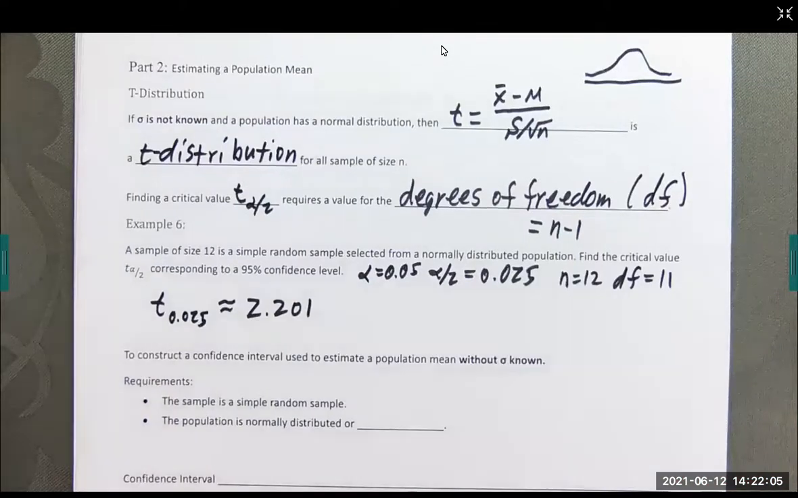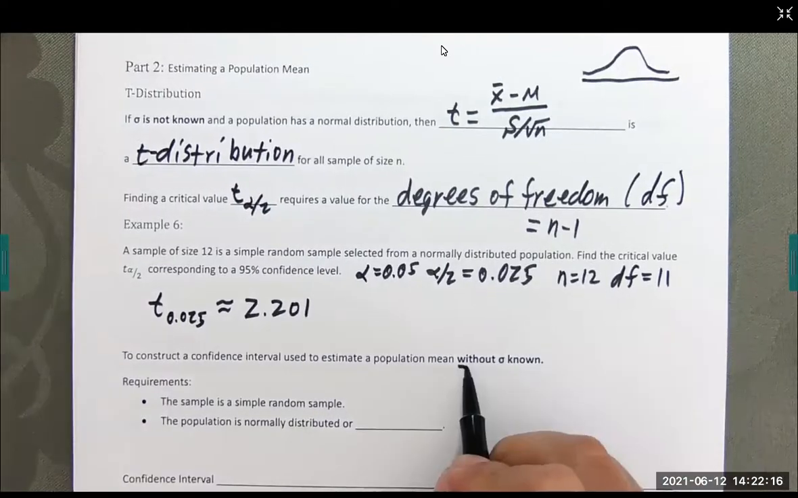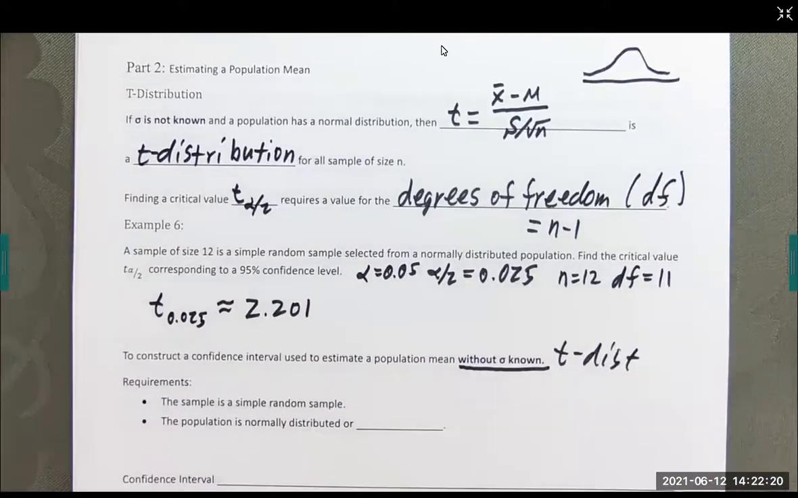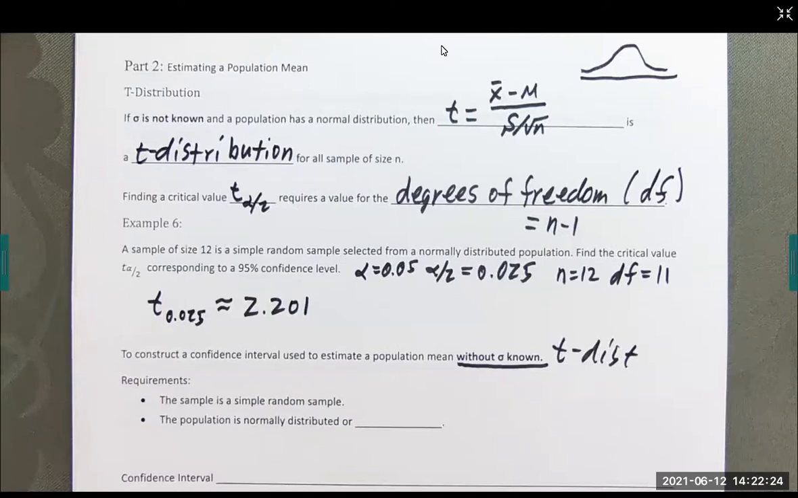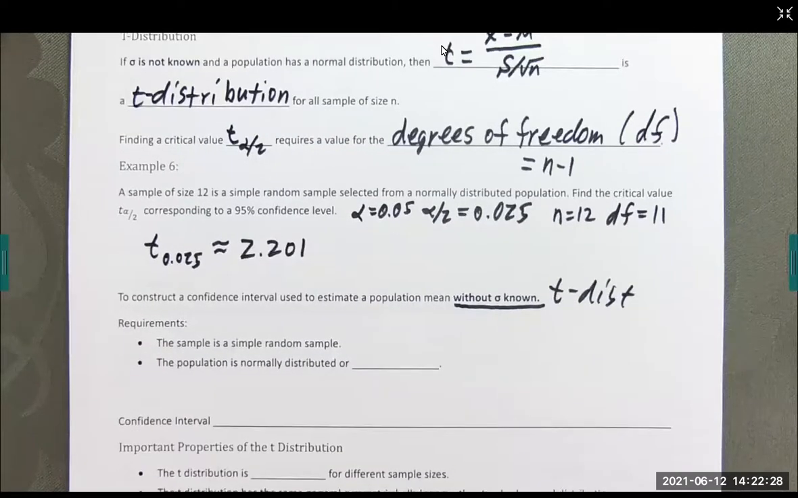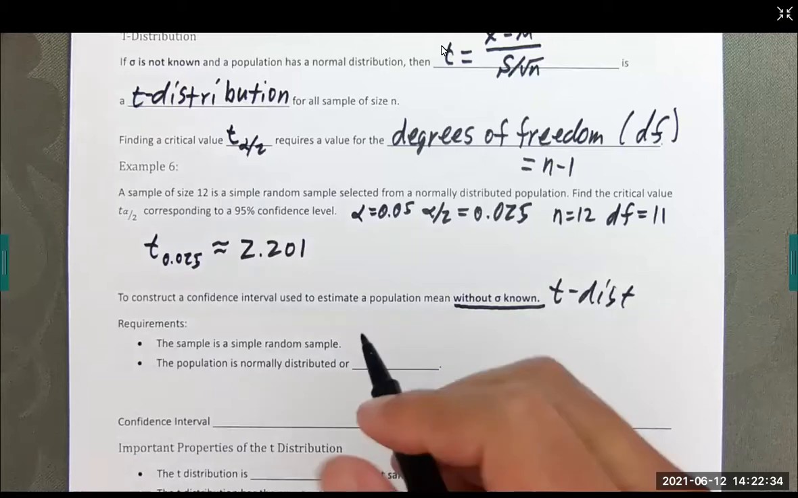So not too bad. To construct a confidence interval used to estimate the population mean without sigma known, this is the big deal. This means t distribution. If it was known, we would use a z distribution, then we would use inverse norm, which all of your calculators will have. The requirements are that the sample is a simple random sample, and the population is either normally distributed or n has to be bigger than or equal to 30.